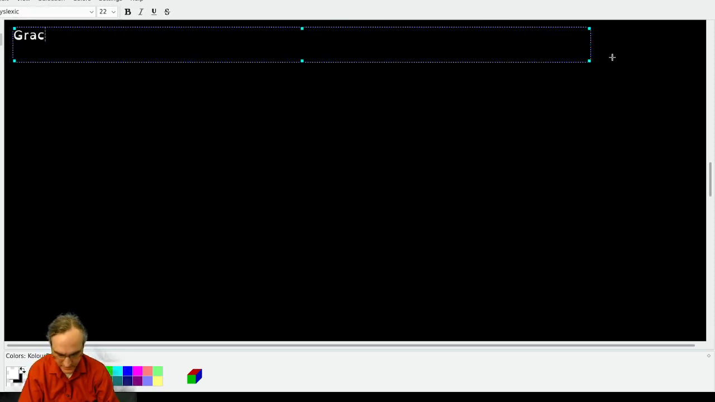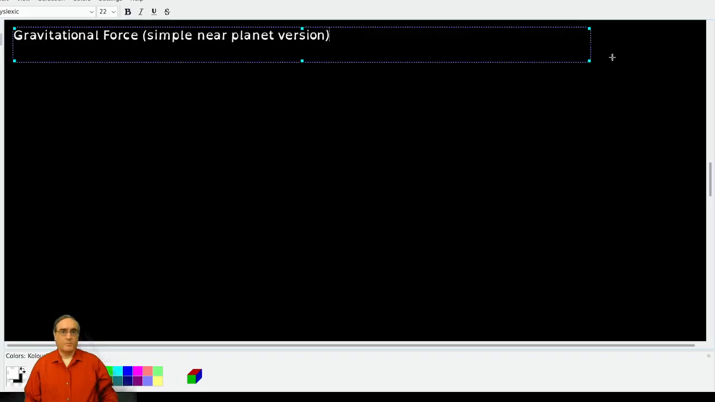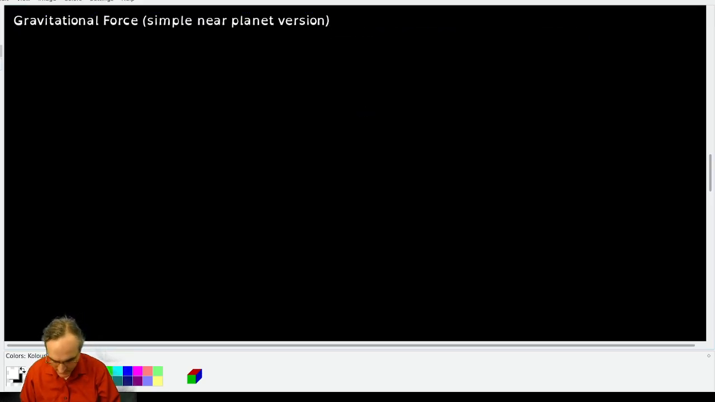Gravitational force. Simple near planet version. You'll get something more complicated that's truer to reality in chapter 13, but that lies in physics 1b. Alright, for now, simplified gravitation.